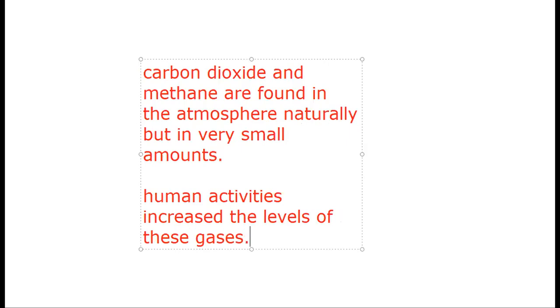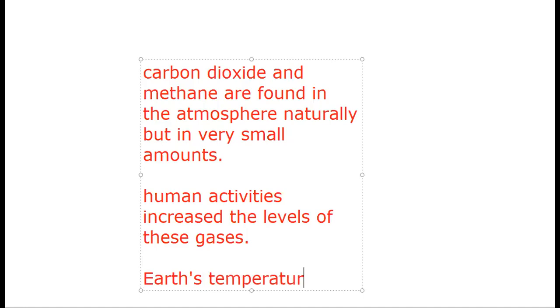So what is the result? These greenhouse gases, like carbon dioxide and methane, can trap heat, as you know. Human activities increased the levels of these gases. When there is a lot of carbon dioxide in the atmosphere, what will happen? The atmosphere will absorb more heat, or trap more heat. So finally, what is the result? Earth's temperature will be higher, will increase, which is very bad.